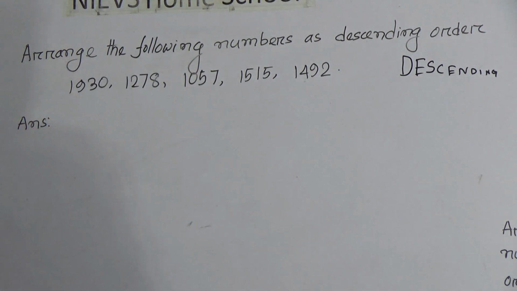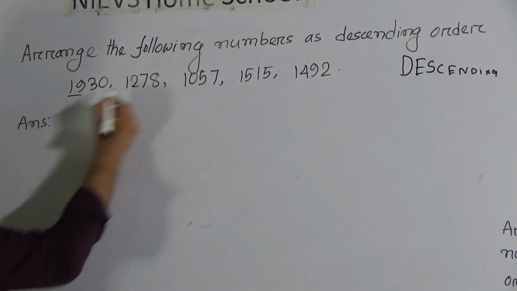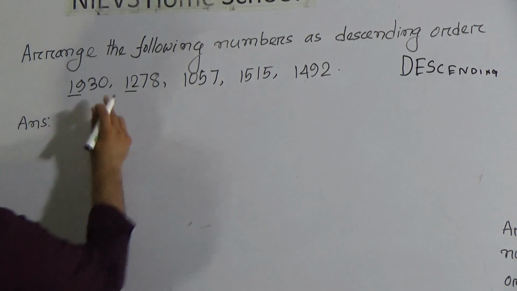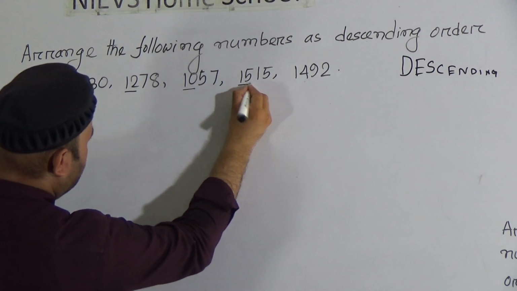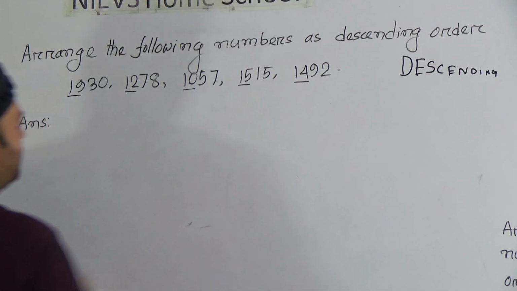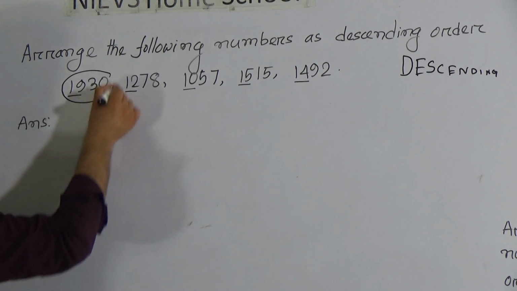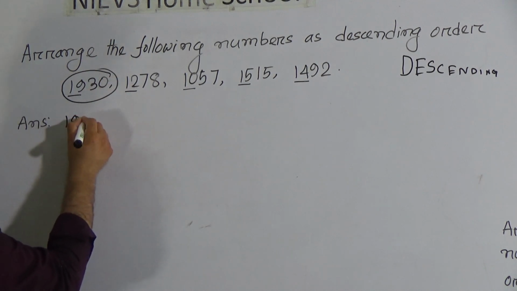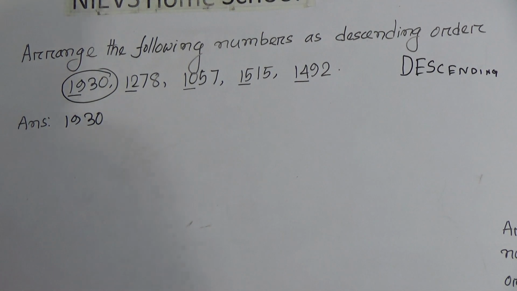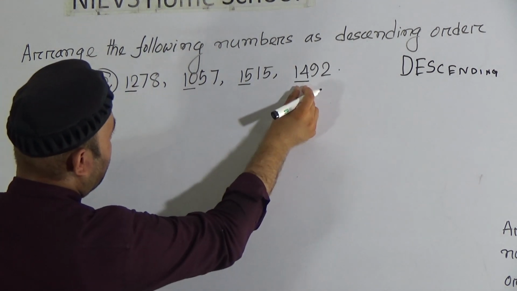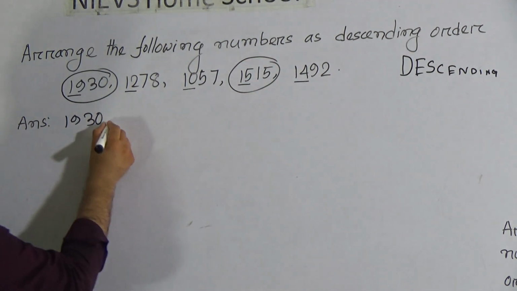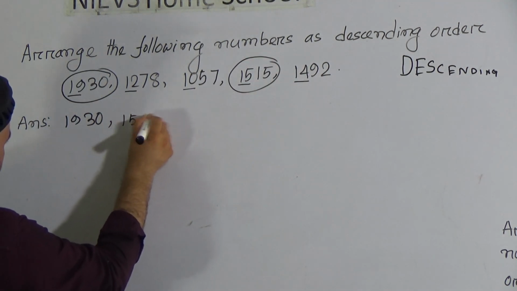Now look here, which one is the largest among these numbers? Here is 1019, here is 1900, here is 1200, here is 1000, here is 1500, and here is 1400. So 1930 is the largest number among these numbers. Now which one will be next? Here is 1200, 1000, 1500 and 1400. So 1515 will be the next number.